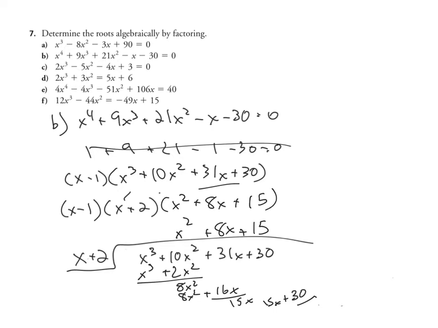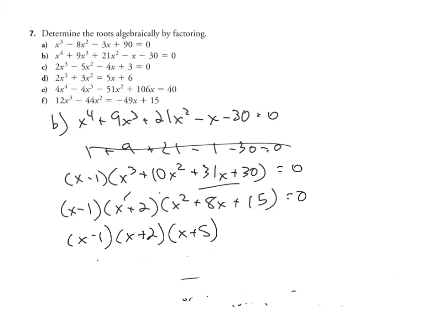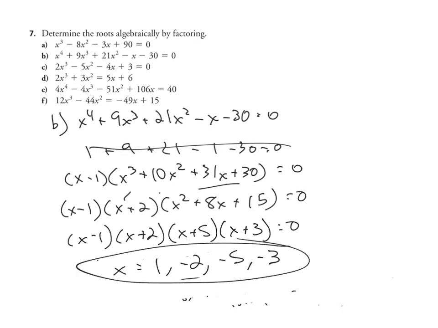Once I get this erased, I can say that, let's see, two numbers that multiply to give 15 and add to give 8 are 5 and 3. And so we got, oh, by the way, these all equal 0. x minus 1, x plus 2, x plus 5, x plus 3 equals 0. So x equals 1, negative 2, negative 5, and negative 3. Those are the roots.